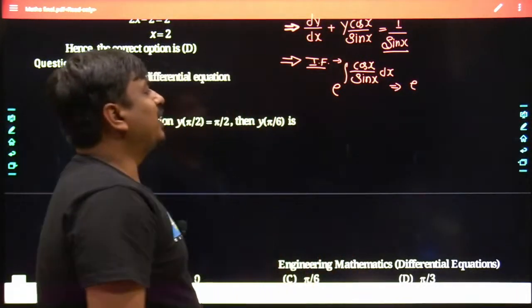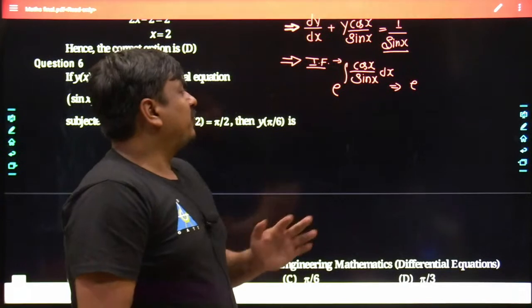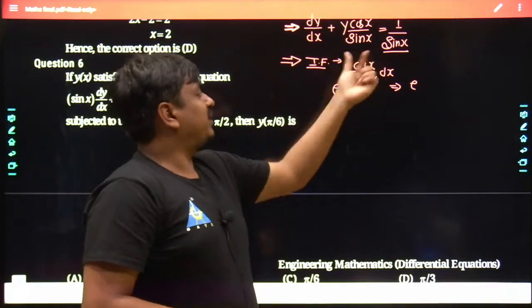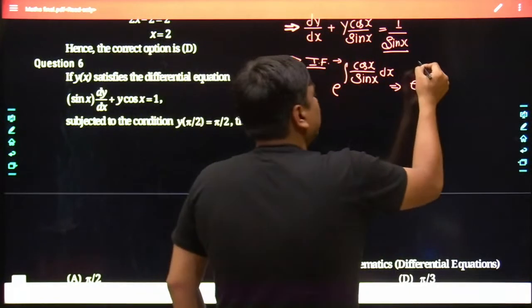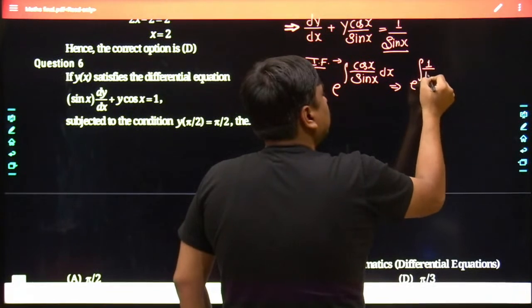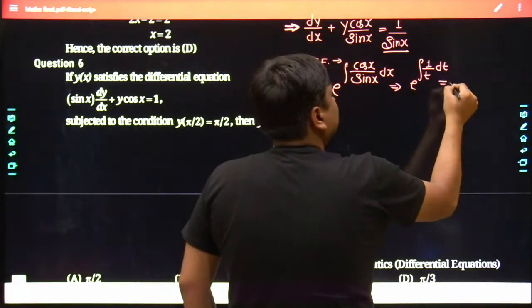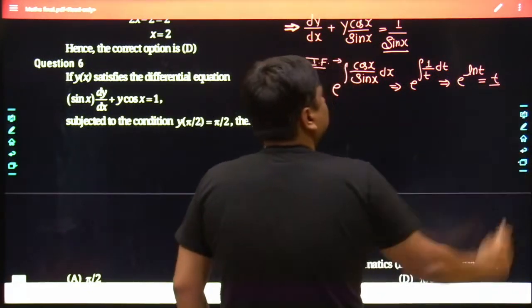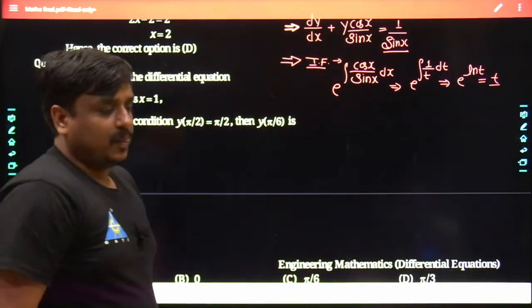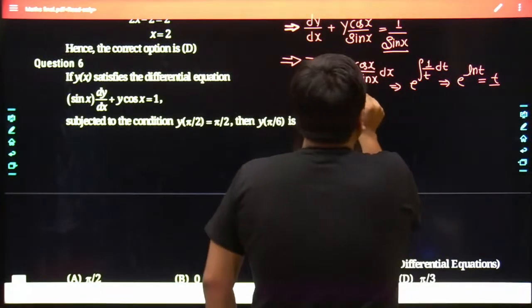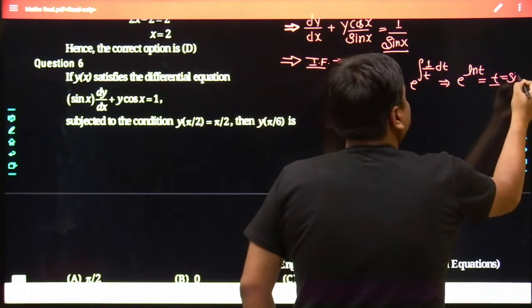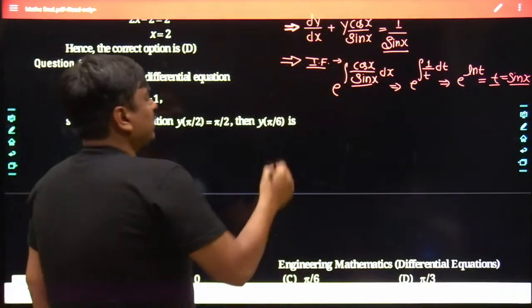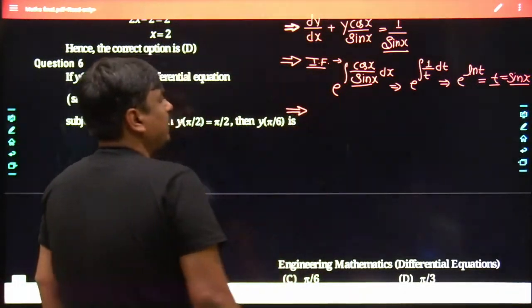At the very beginning, I would keep sin x as t. Once I feed sin x as t, the differentiation becomes cos x dx equal to dt. At the end of the day, it is simply the integration of 1 upon t dt, which gives e to the power of ln t. That is simply t itself. May I know what was the t? The t was referred to sin x. So it is simply sin x. Now once we are done with the integrating factor, it's time to get the general solution.